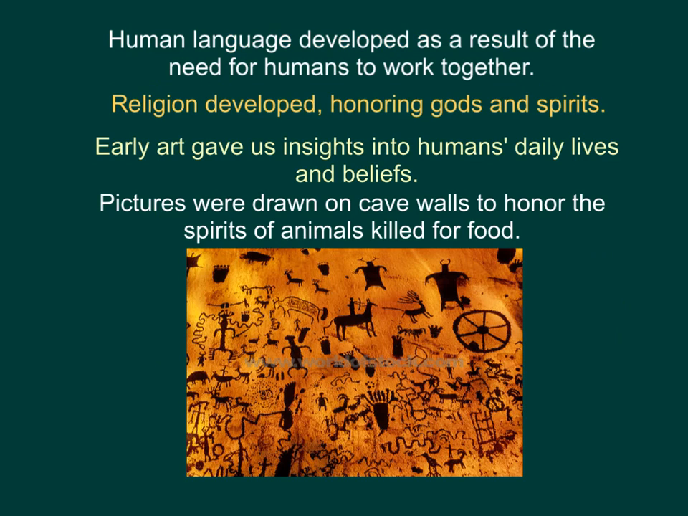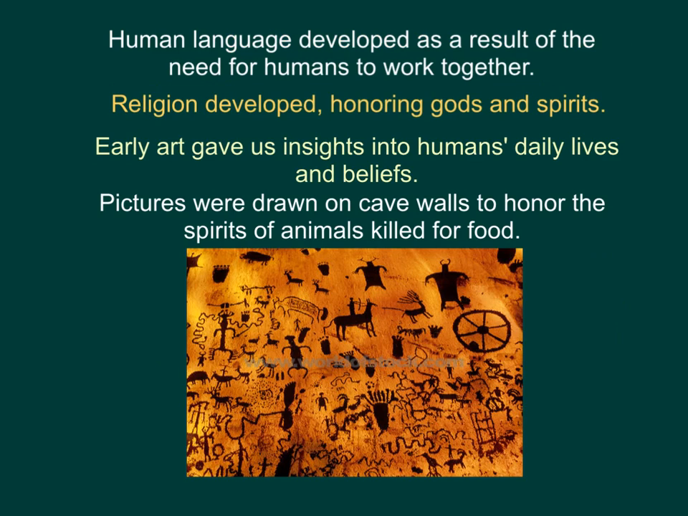Other forms of technology. Language. The words you speak are a form of technology. So human language developed as a result of the need for humans to work together. Obviously, before there was any kind of spoken language, you hear a lot of grunting noises. But eventually, they were able to form sounds to develop a kind of language so that everyone understood what they're talking about. Religion is another form of technology. It was developed. They honored gods and spirits of lots of different things. The god of the rock, the god of the animal, the god of the berry plant, whatever. That was an early form of religion.